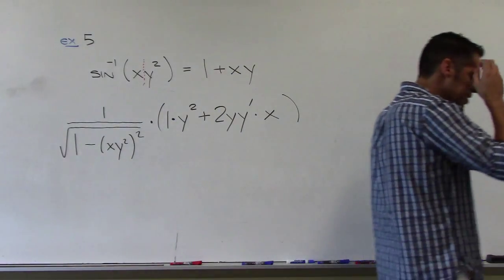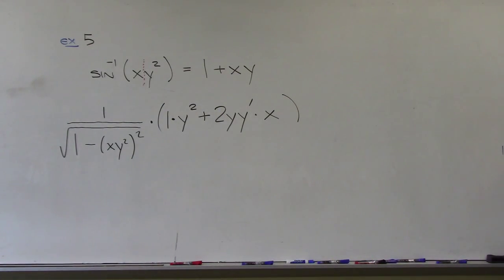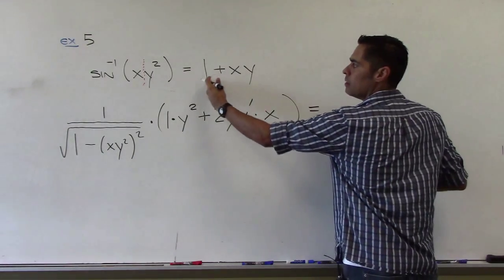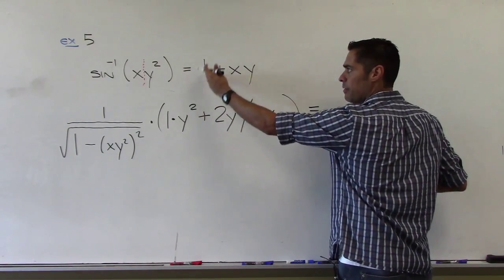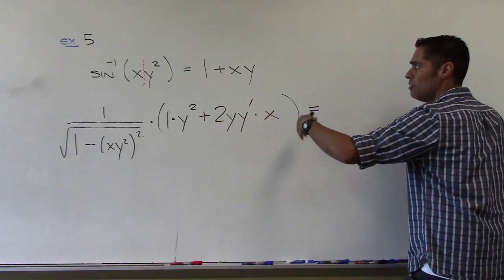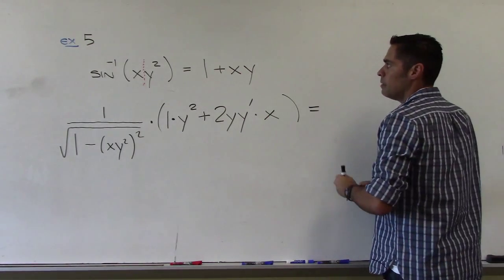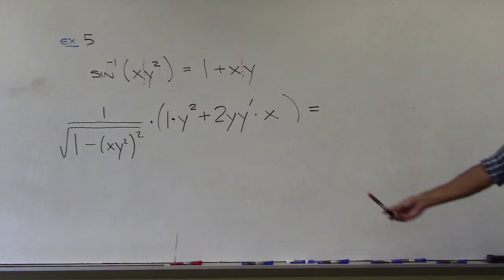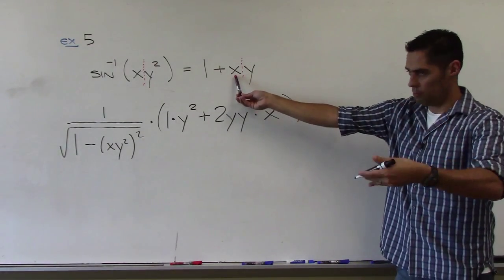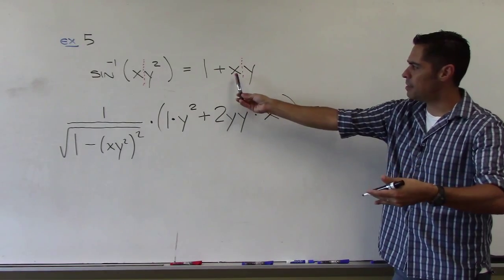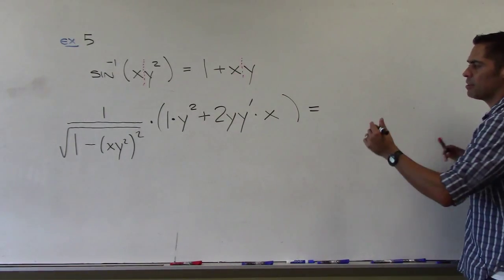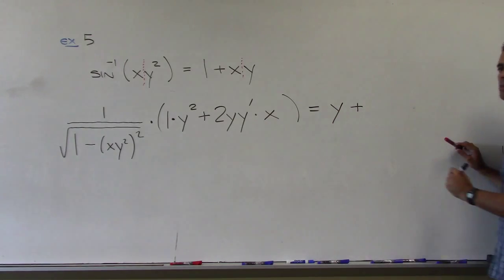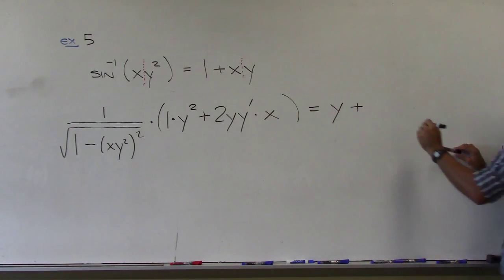Does that take care of the left side? Yes. So equals on the right side, what do we do? Term by term, right? Derivative of 1, 0. Here, another product rule. So what is the derivative of x? So it's the same thing as the left side, except instead of y squared, I've got y. So it'll be y plus y prime x.